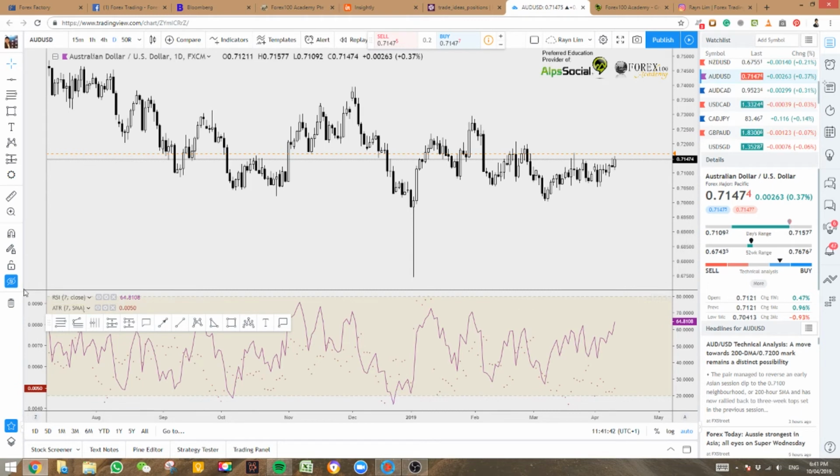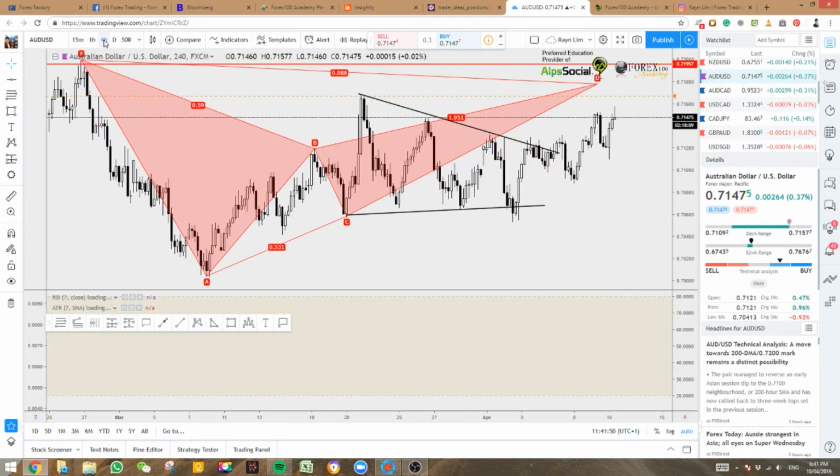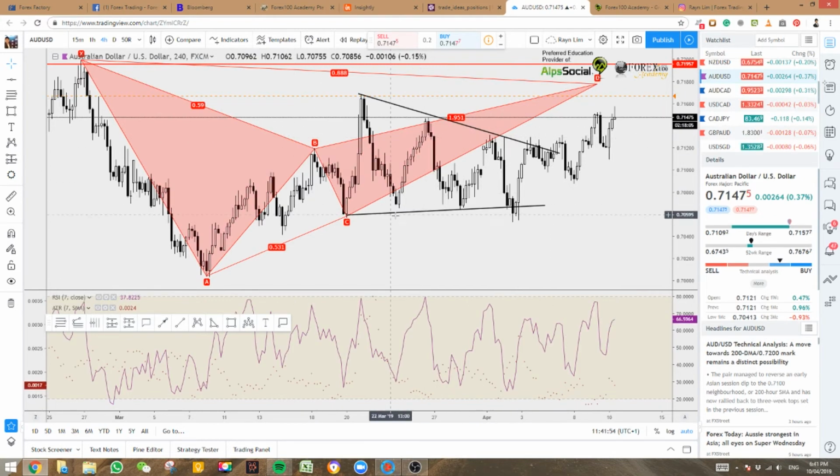Back to the daily chart, I'll share my analysis on the daily chart. Sell zone on a higher time frame, resistance line over here. Head to the 4-hour chart, there is this bearish bat pattern with a sideways consolidation and a break of upwards movement. So this pattern, usually I love to trade it. I love to trade wedges, breakouts, pennants and stuff like that.